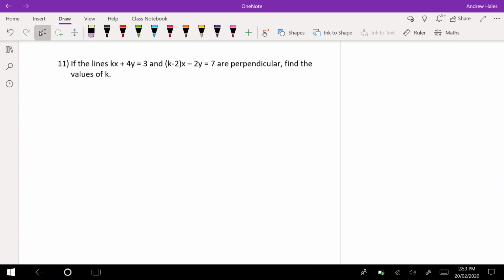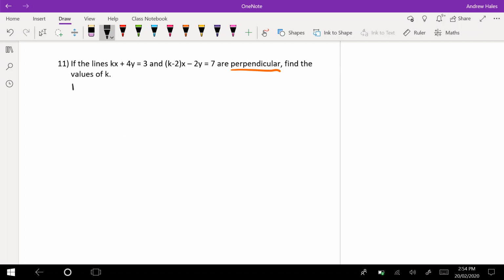So if the line kx plus 4y equals 3 and the line k take 2x take 2y equals 7 are perpendicular, we need to try and find the values of k. Now, that word perpendicular, I don't know how to prove if anything's perpendicular unless their gradients multiply to give -1. That word perpendicular in my question makes me think I should try and find the gradients of these lines so I can multiply them and test if they equal -1.